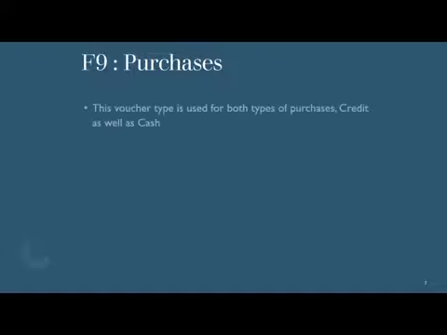Next one is purchase voucher. The shortcut key for this one will be function key F9. Purchase voucher will be used when a company buys goods on credit or cash. Purchase voucher is used to record all purchase transactions of the company.